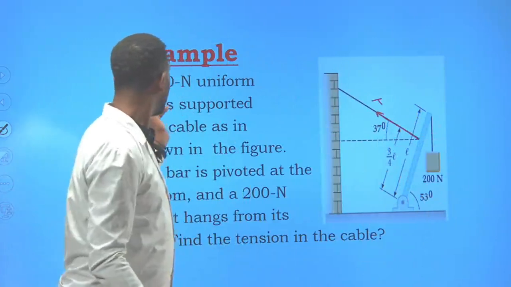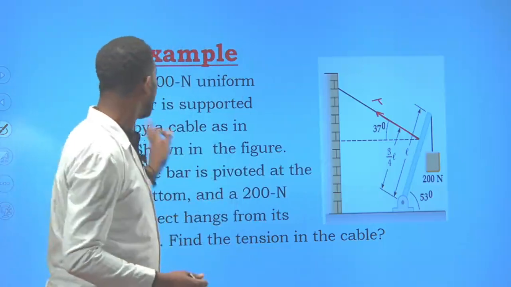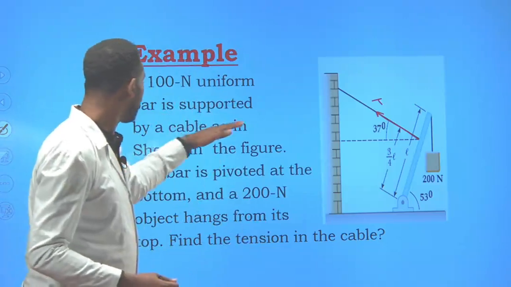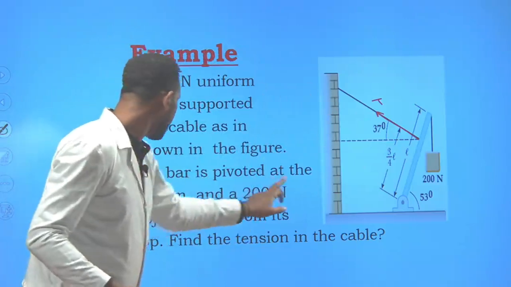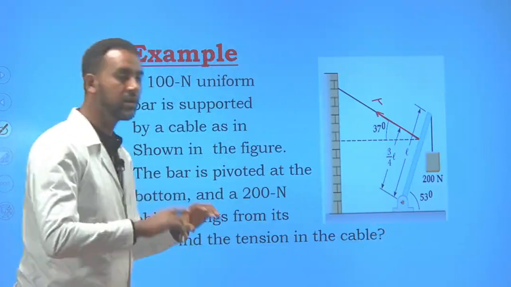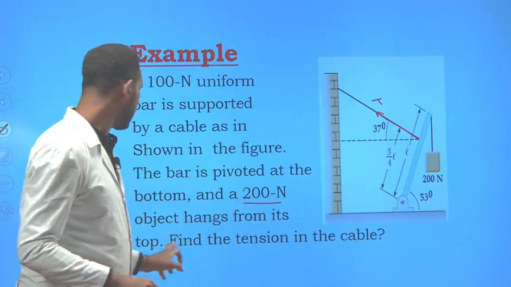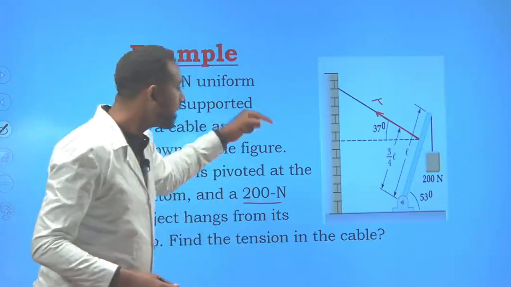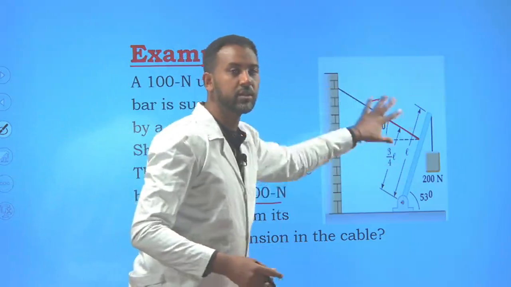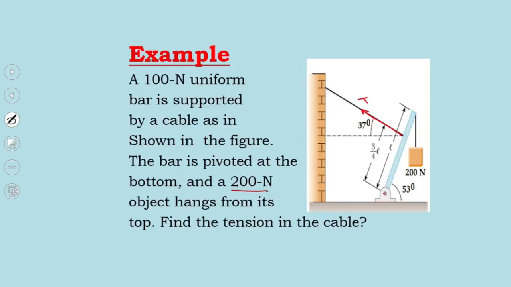Now the question is, a 100 Newton uniform bar, the bar itself has its own weight, is supported by a cable, as shown in the figure. The bar is pivoted or hinged at the bottom. A 200 Newton load is hanging from the top. Find the tension exerted on the cable so that the system is in a state of balance or equilibrium. So how do we determine the tension? We determine the force exerted on the cable for this system to be in equilibrium.